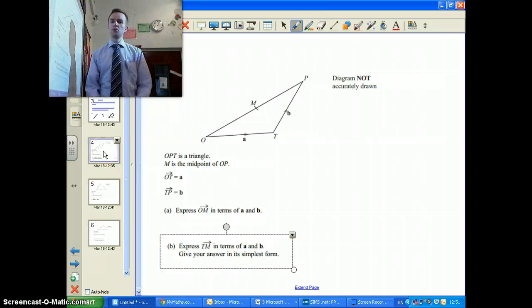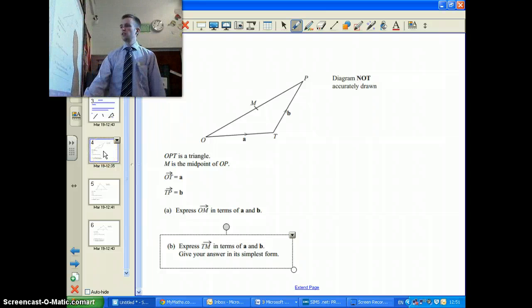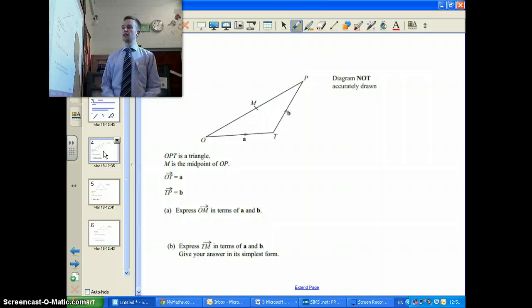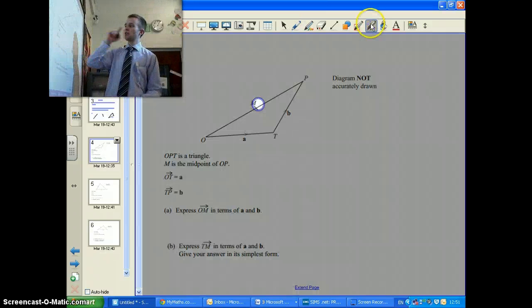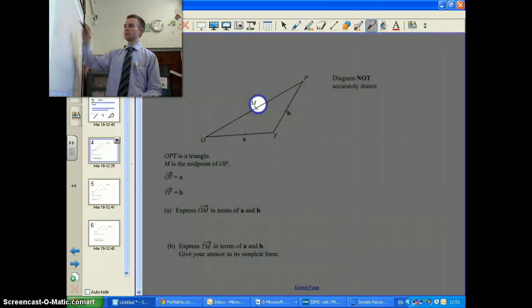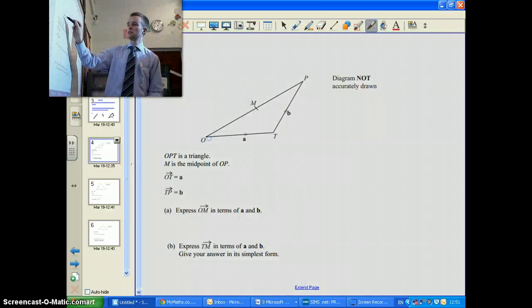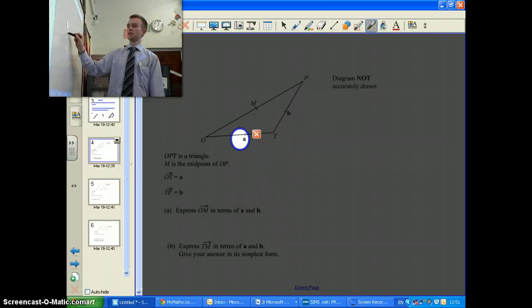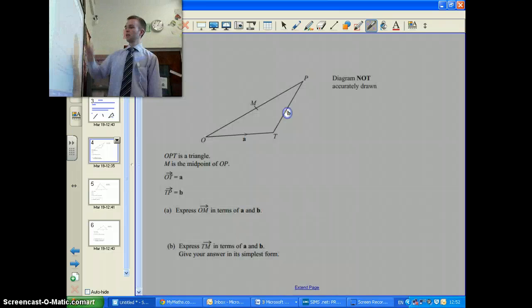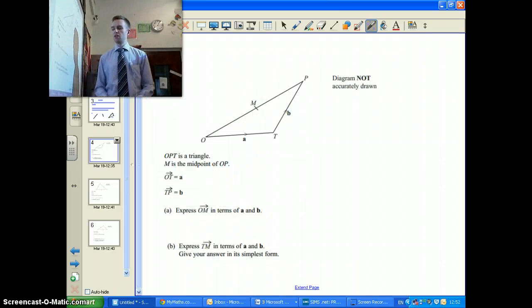Okay, so these are typical GCSE exam questions. The first one, we've got OPT as a triangle, and M is the midpoint of OP. So that means at this point here, M is directly in between, midway between O and P. We're told that the line from O to T, this one here, is given by vector A. And we're also told that T to P is given by vector B. And the arrows show us which way they're pointing. Our question is, express O to M in terms of A and B.